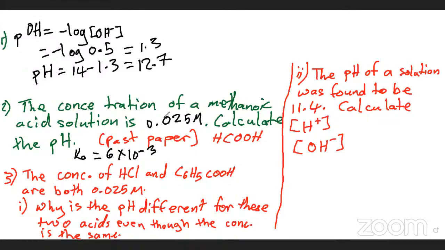Number two now, you are given concentration. Of course, methanoic acid, it's a weak acid. That's why they have to give you Ka. All right, so the concentration is 0.025. All right, and Ka is 6 times 10 to the minus 3. All right, let's erase that.